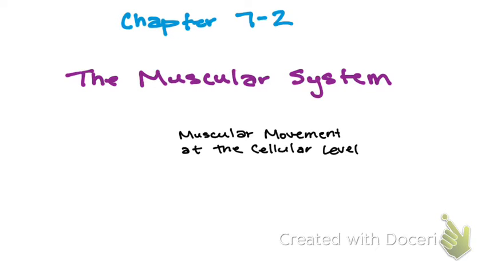This lecture covers the second part of Chapter 7, the muscular system. It contains muscular movement at the cellular level. So let's start with the functional unit of the muscle.